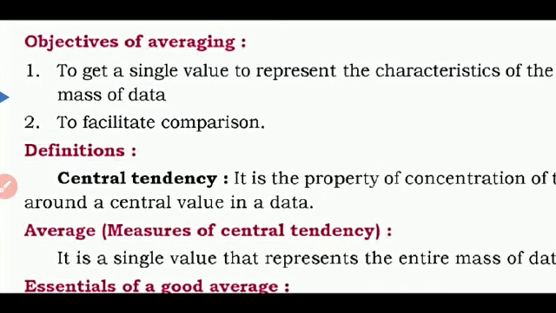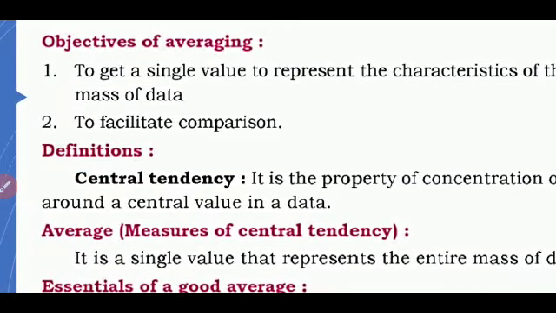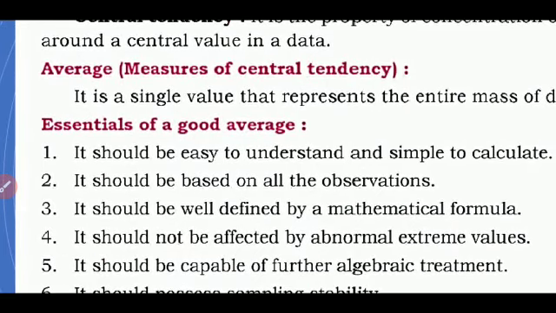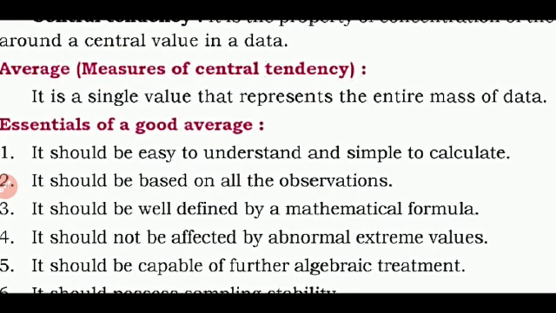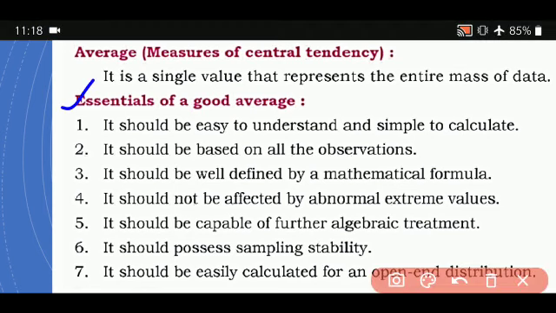We will see the definition. Central tendency is the property of concentration of the values around a central value in a data. As I told you in the example, whenever the marks of your 10th standard are mentioned, you say I have scored 85%, I have scored 55%. We never give maths and science separately. All the 6 subjects are represented by one value. That is central tendency. Measures of central tendency: average. It is a single value that represents the entire mass of the data. Now this is important for 1 or 2 marks.